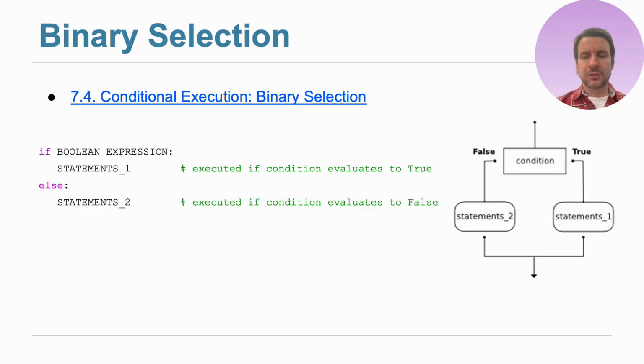The program execution starts on the top and arrives to the condition. At the condition, this gets evaluated and you get true or false. If the condition is true, you continue to the right, execute statement 1. If the condition is false, you move to the left, execute statement 2, and then both of the execution branches join and the program continues below.